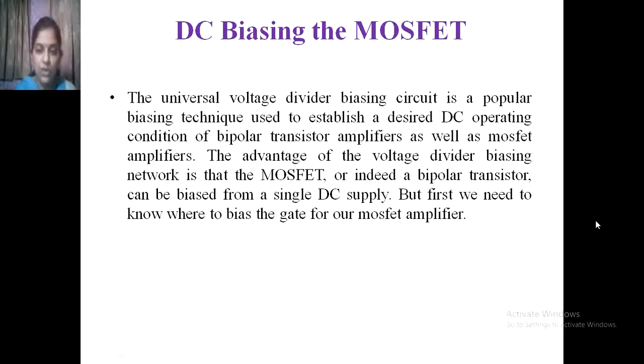The advantage of the voltage divider biasing network is that the MOSFET, or indeed a bipolar transistor, can be biased from a single DC supply. But first we need to know where to bias the gate for our MOSFET amplifier. So let us see where the biasing will be provided in a MOSFET.